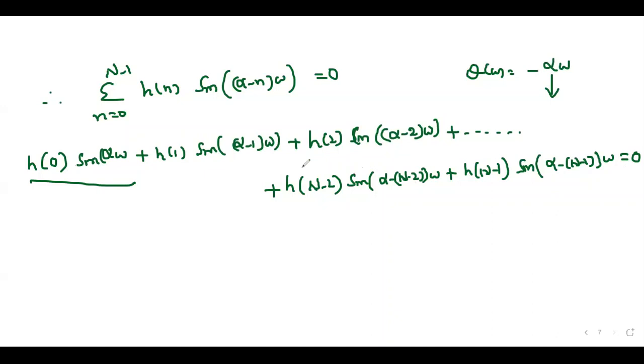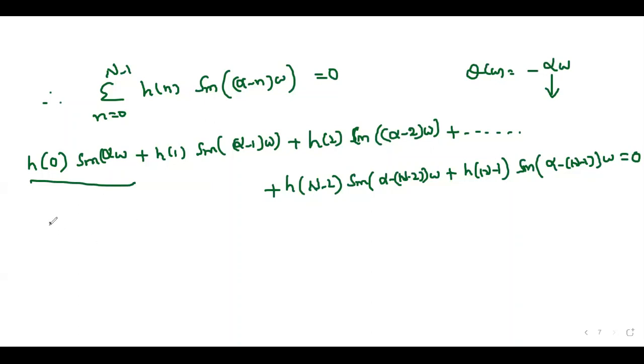But all samples will not be 0, because if the impulse signal itself is 0, then the impulse response will be 0, which means the total system, the filter, is not there. If the filter is not there, there is no need to design it, so it will not happen. At the same time, all sine terms will not be equal to 0 always, or at all angles. Therefore, all terms will not be equal to 0. So ultimately, we should try for cancellation of the terms. In order to do that, how to get cancellation?